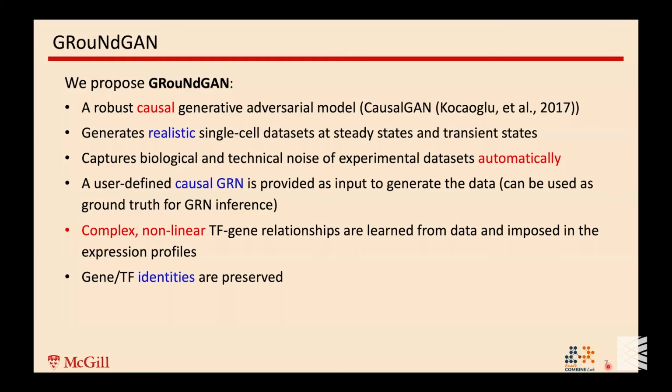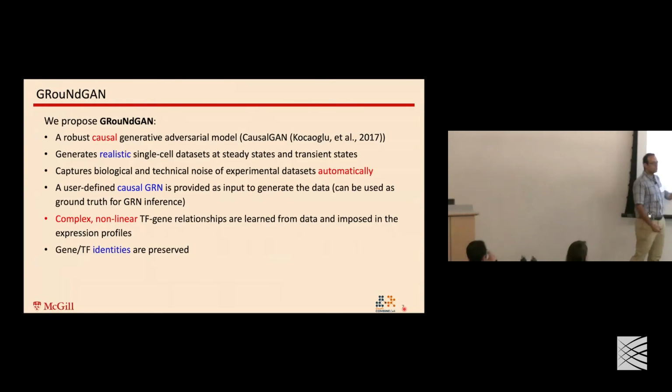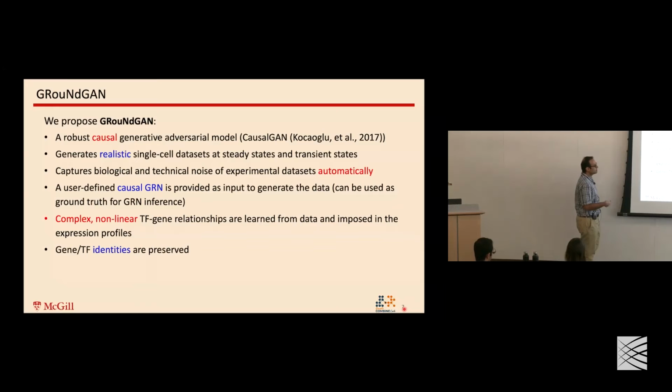The other property that it has is that the relationship and the function of how different TFs regulate a gene is learned directly from the data itself through the neural network, which allows us to capture complex nonlinear transcription factor-gene relationships. And finally, the gene and TF identities are also preserved in the simulated data.